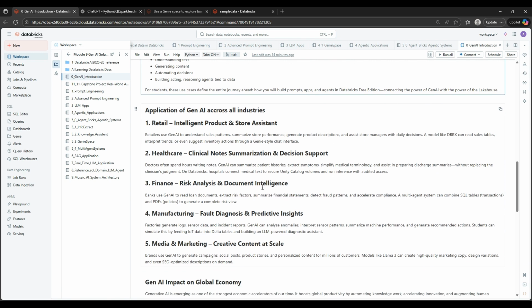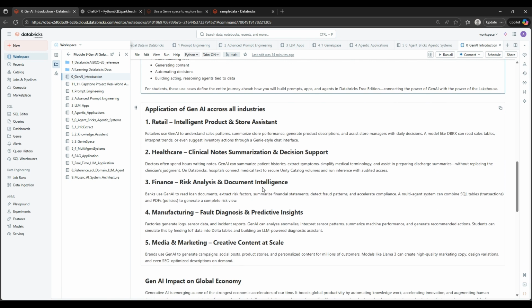Some of the industrial applications we can think of: let's say there is a retail customer, a big retail giant. They can have an intelligent product and store assistant. That intelligent product and store assistant, as I mentioned, can be given this knowledge completely, and then it has its own intelligence, and based on that context it will start operating and managing the stuff. So those things are possible.